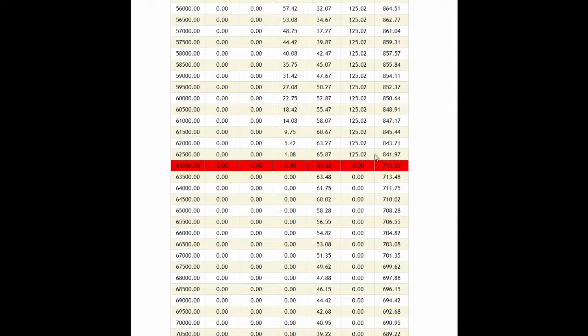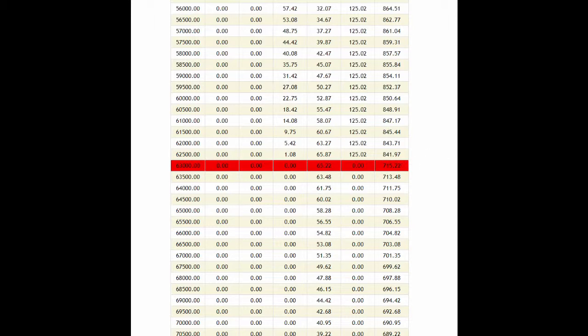And that's why the £841.97 a month total income when you have £62,500 of capital changes to £715.22 when you have £63,000 worth of capital. So a drop of £130 almost a month, caused by what could be an increase of just £1 or two in the amount of capital being held.